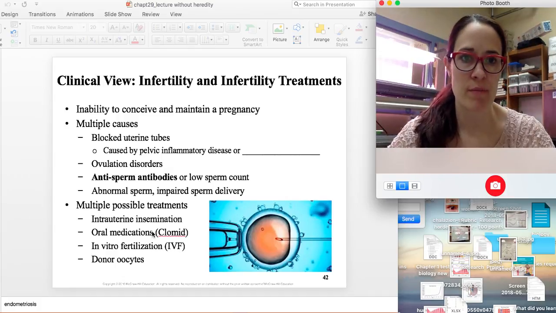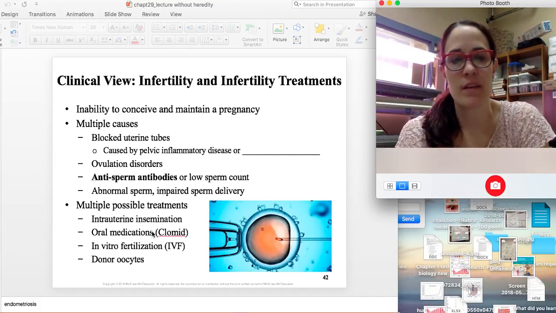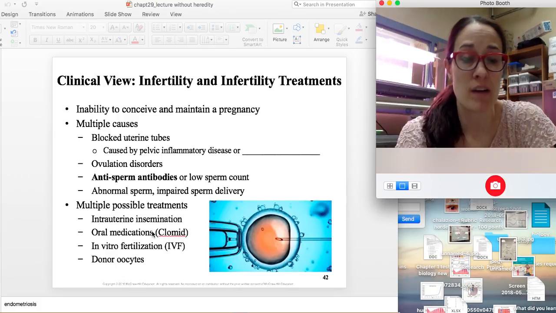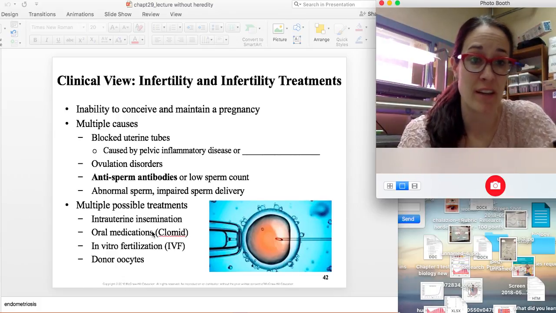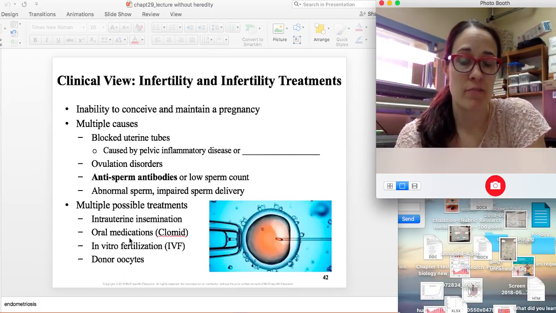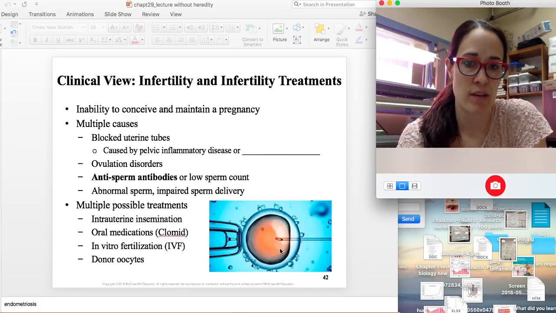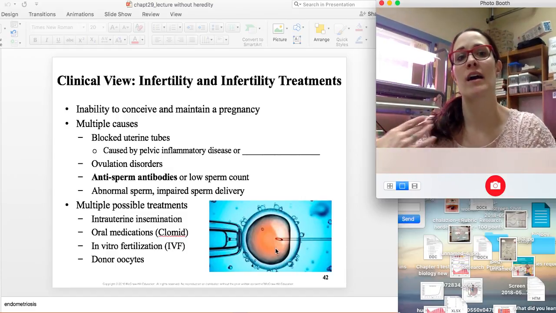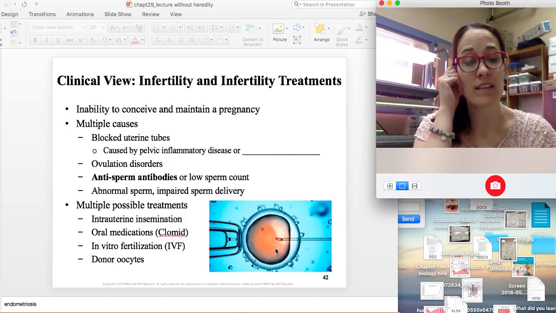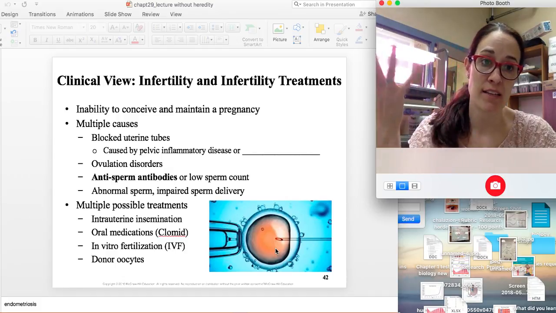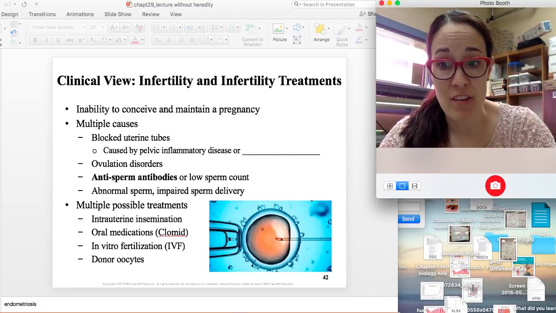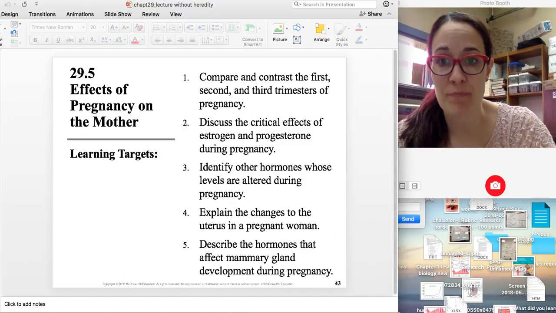And then there are different treatments. There could be depositing of sperm through a device rather than a penis, or different medications. This is showing in vitro fertilization. This is in a lab, essentially taking the egg from the woman and sperm from the man, growing the fertilized eggs in a lab, and then implanting them into the uterus. There are even donor eggs that are available.